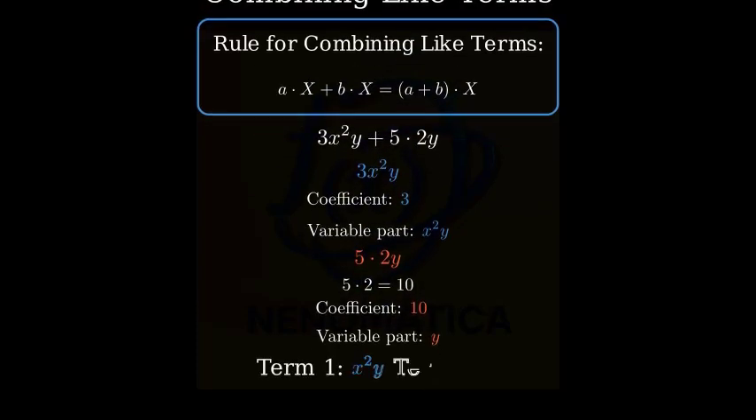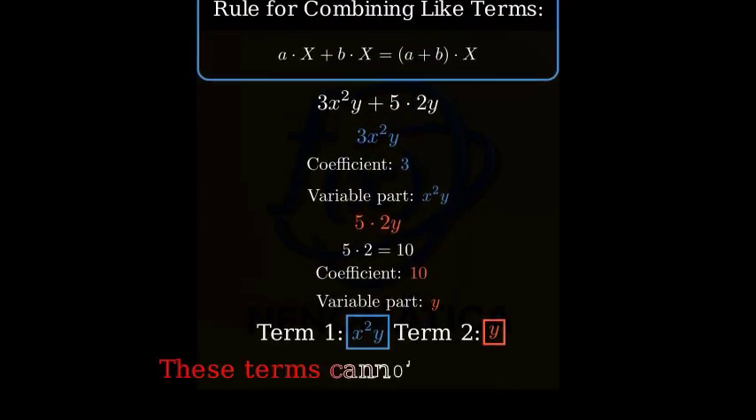The first term has x squared y, while the second term has only y. Since the variable parts are different, they are not like terms. For terms to be like terms, they must have exactly the same variables with exactly the same exponents. In our example, the first term has x squared y, while the second term has only y. The first term has an extra factor of x squared compared to the second term. Therefore, these are not like terms and cannot be combined.